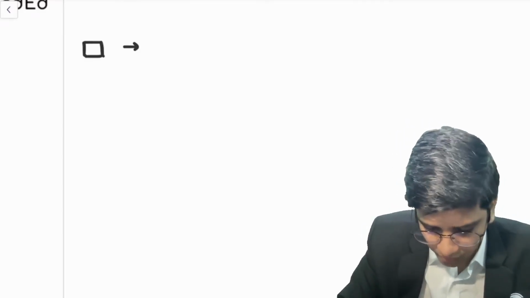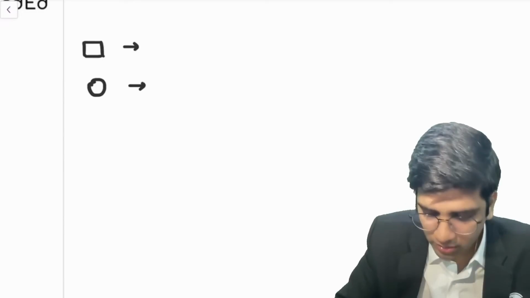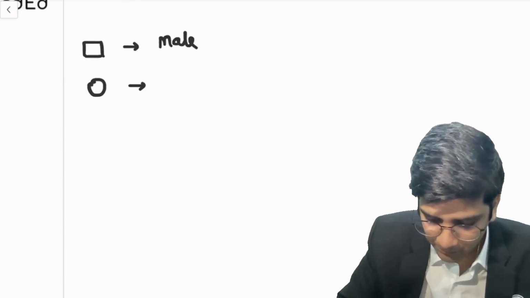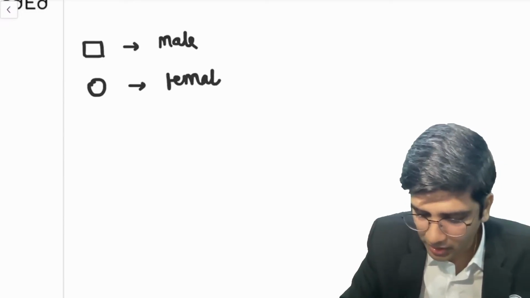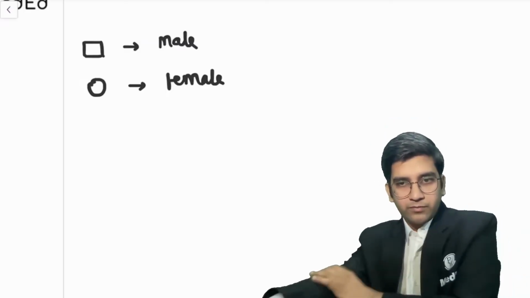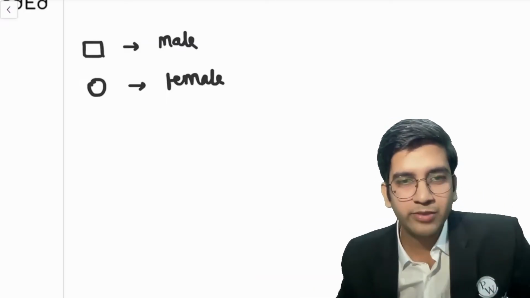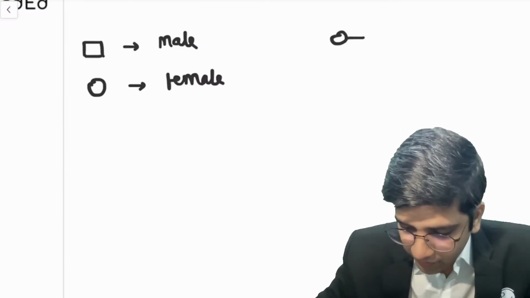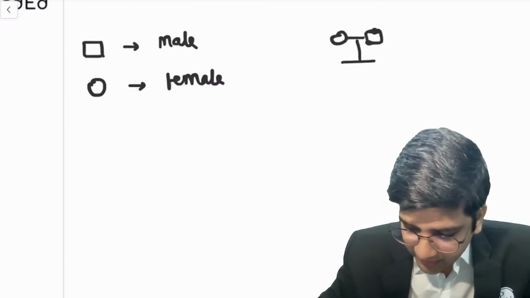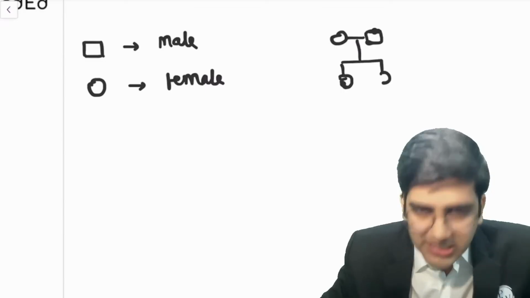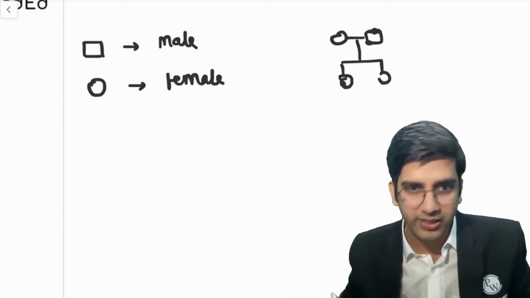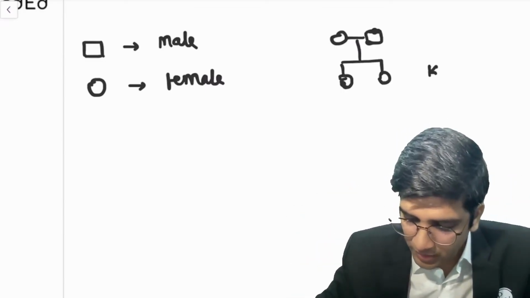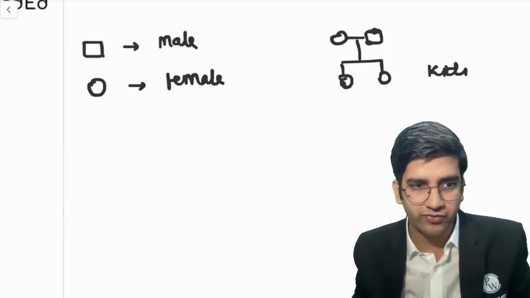What does the symbol stand for? Male, female, men, women, however you want to call it, right? Sure, just 10 minutes, you'll definitely master pedigree, right? When there is a family, always the kids are drawn in the second generation, right? These are the kids. Kids are always drawn in the second generation, fine?